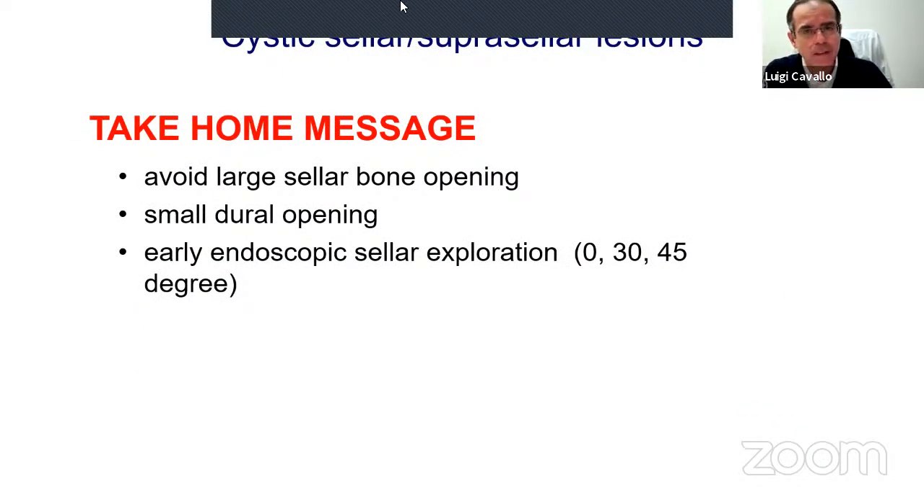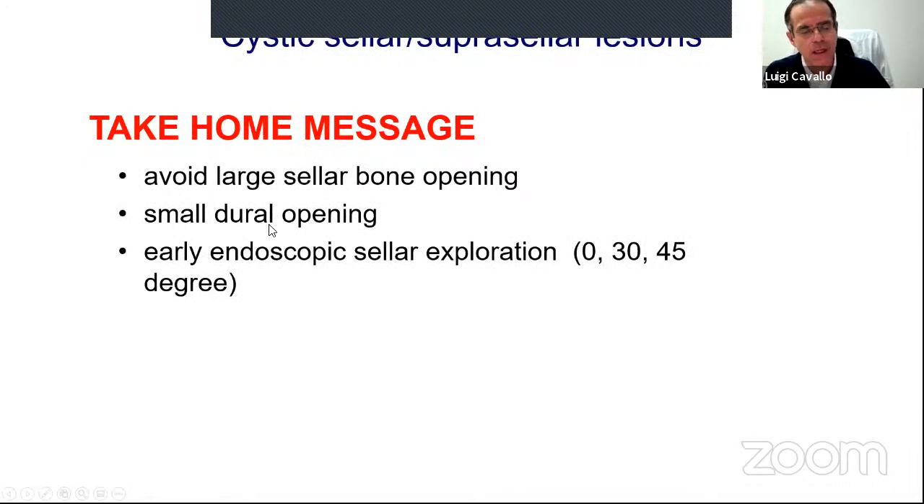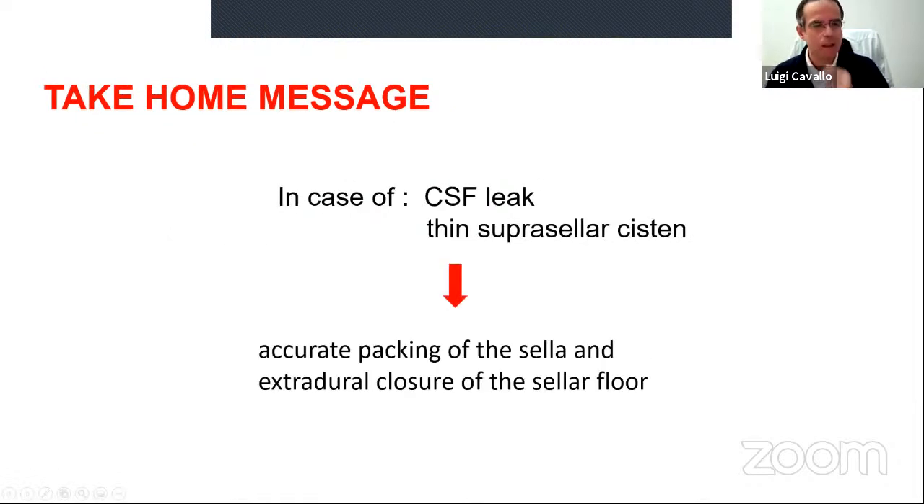So when you have a cystic lesion inside the sella, it's always good to avoid very large bone and dural opening. First, do an exploration of the cavity with the endoscope, and if there is a communication with the subarachnoid space, fill completely the cavity because the risk of a CSF leak in this patient is quite high.